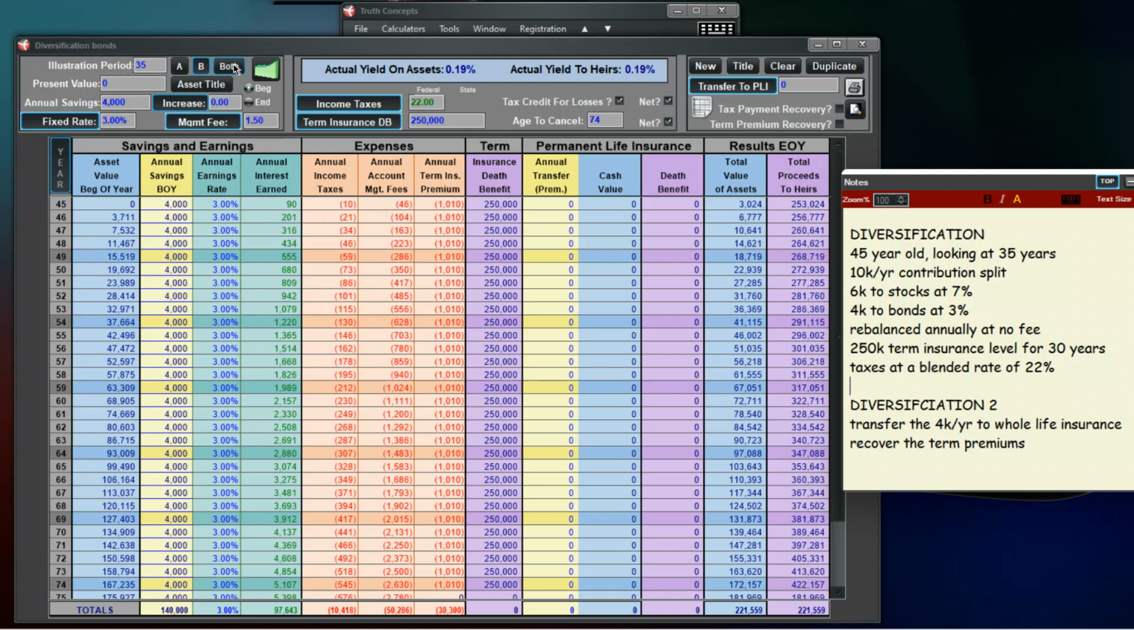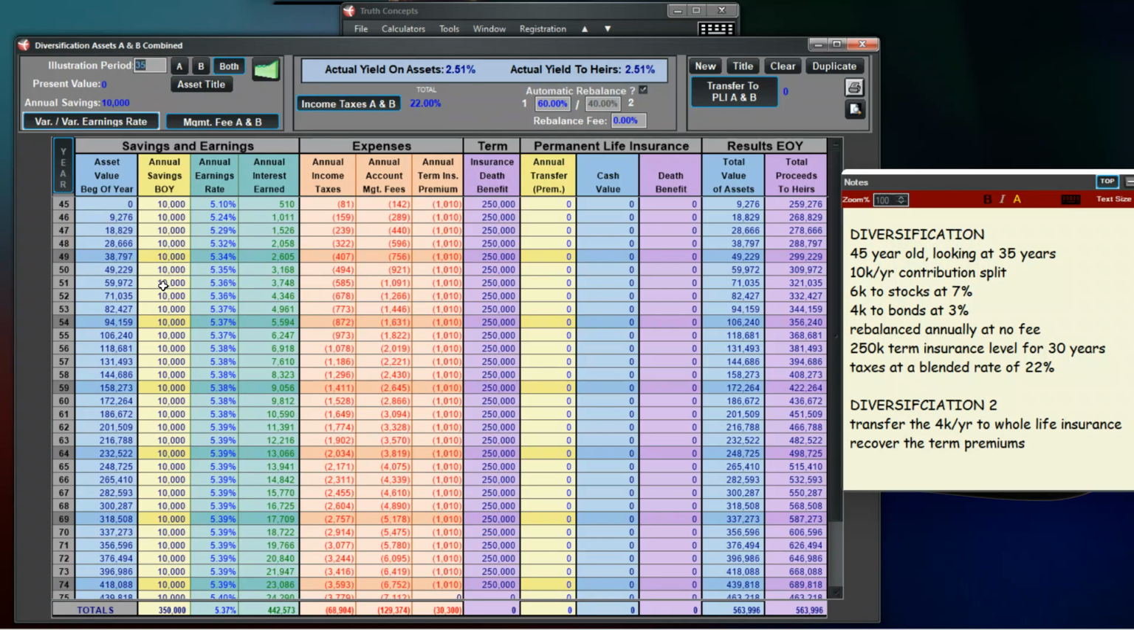All right, now let's put these two things together. So here we have our $10,000 and a bit of a blended rate and the interest, and we have our term insurance expense and the death benefit, which again goes away at the 30th year. And then we have our total value of assets right here, $563,000. So I'll put that here so we can keep track. $563,000, which is the value of the assets. The same $563,000, which is the value to the heirs, and a 2.51% return. All right. Hopefully those facts are all clear.